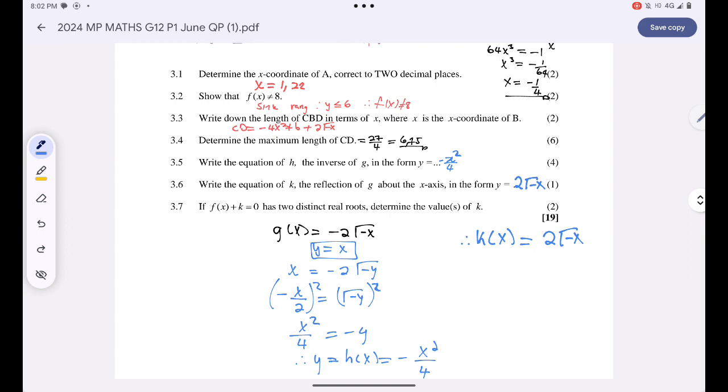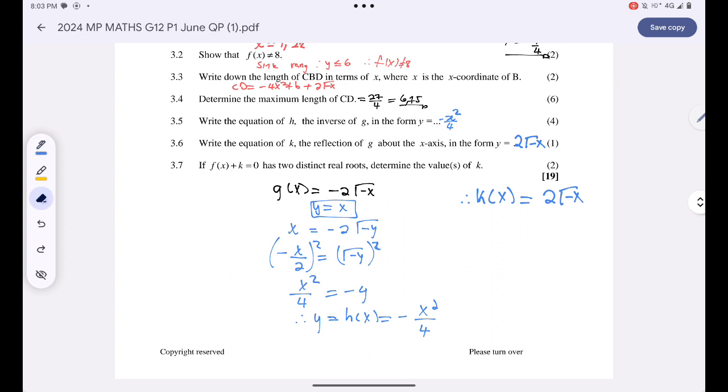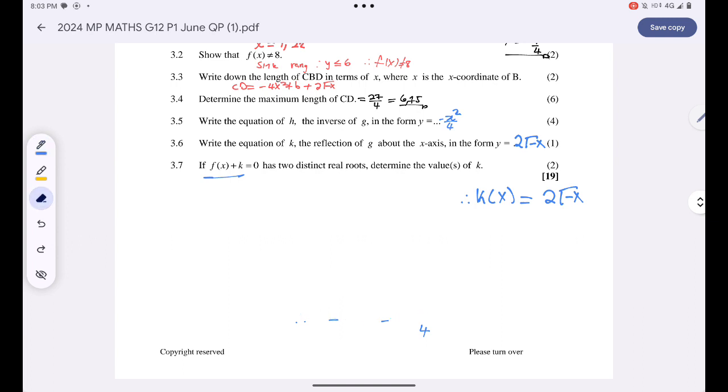Okay, and then now I'm told that if f of x plus k has 2 distinct roots, determine the values of k. They want us to find k if this equation has 2 distinct roots. f of x plus k is equal to 0. f of x is basically -4x squared plus 6. We still have a k there is equal to 0.